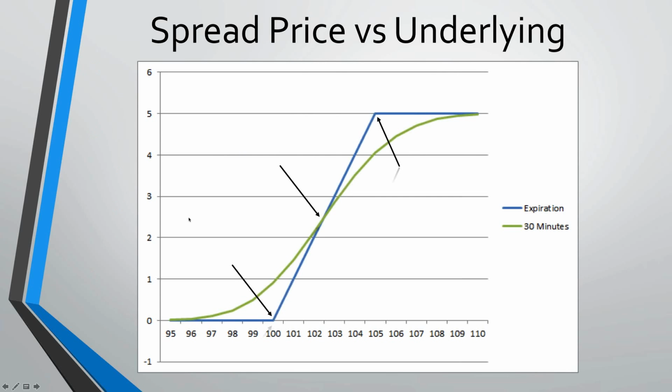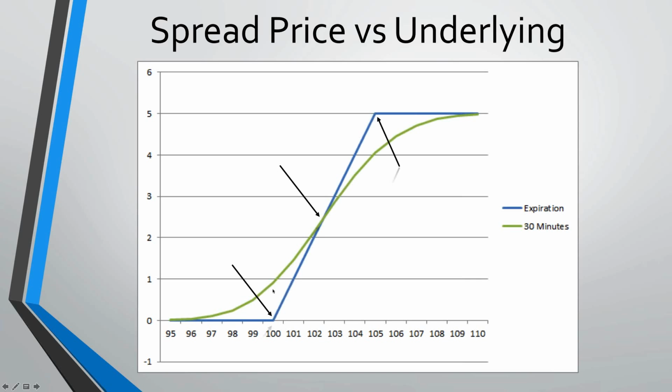All right, so here is our spread. Now we have 2 lines on here. The blue one is what it would look like at expiration. When it expires, the only thing left is intrinsic value. The green line is how it looks at 30 minutes to expiration. The bottom scale going left to right is the price of the indicative or the underlying. The scale on the left-hand side, the vertical scale, is the price of the spread.